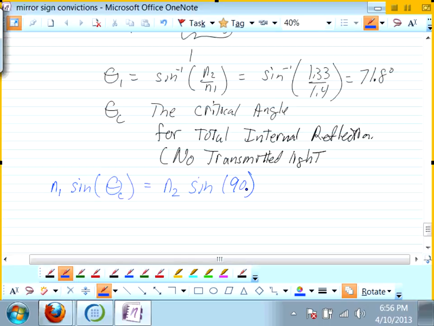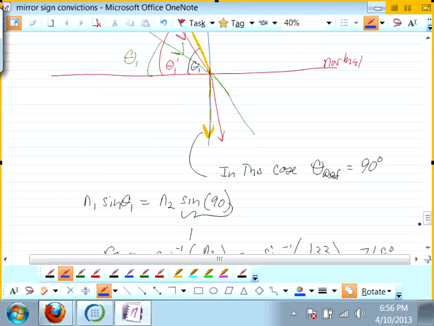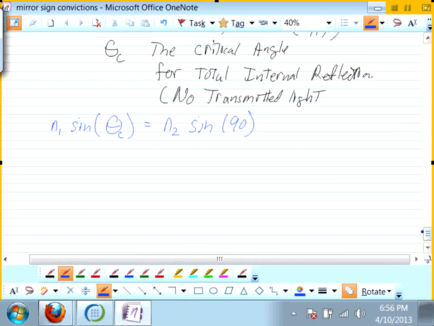And if you want a way to think about it, n1 sine theta critical is equal to n2 sine 90. This concept is total internal reflection. If we add higher than theta critical, it would come off and just go straight along the surface. And that would reflect off, bounces back in, and then it's just reflection. Right. Got it? Seems too easy.